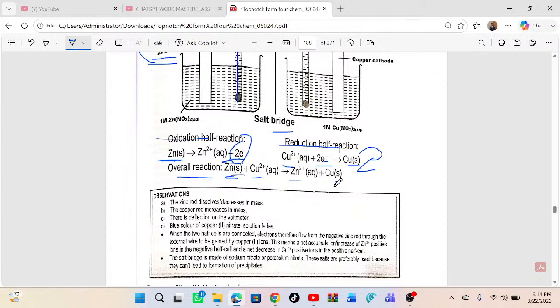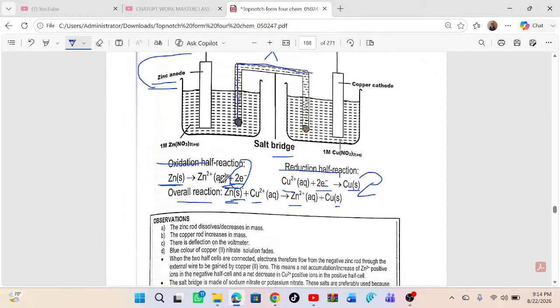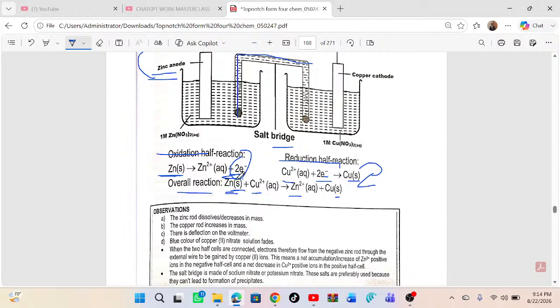So that's how it's written in the salt bridge cell. I think this is the observation. Generally, the observation is that the more reactive metal will reduce in size. What will happen to it? There is a decrease in mass, because why?